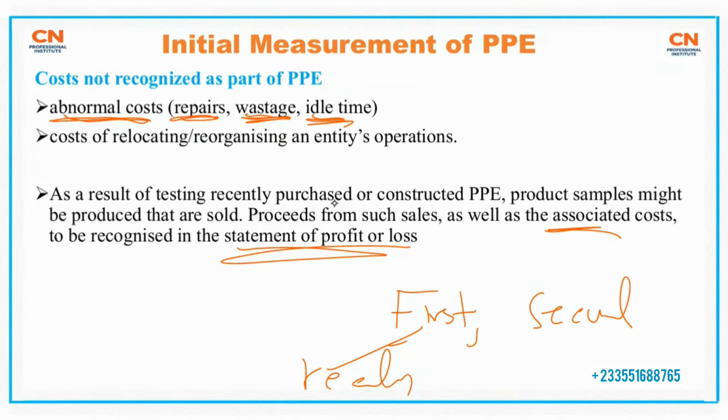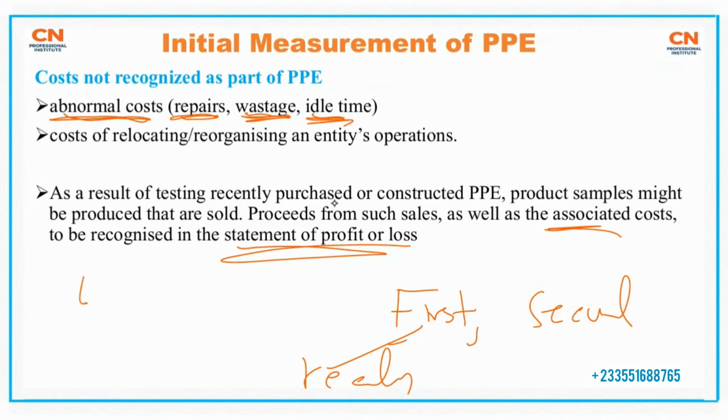So we looked at the initial measurement of PPE. All right, the cost, what goes into the computation of cost of PPE, what we include and what we don't include. And I am sure you know examples of PPE. So let's end here by looking at examples of PPE. So what are examples of PPE?